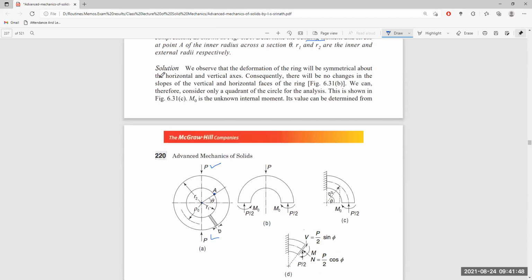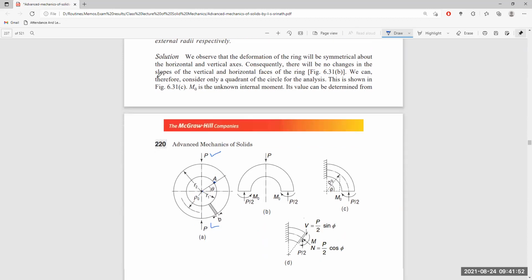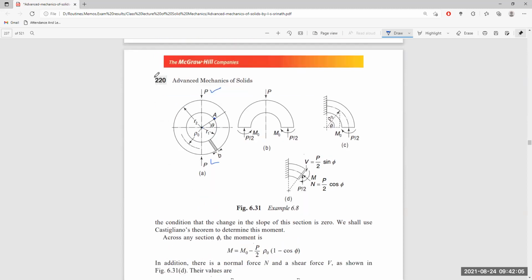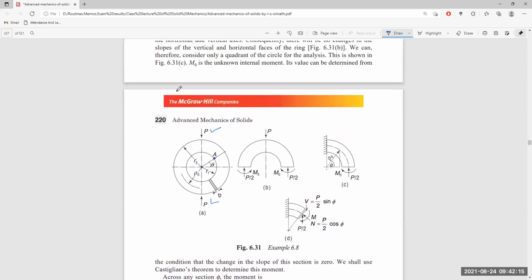M0, which is created, is unknown to us. This value we are supposed to determine from the condition that the change in the slope of this section is 0. We shall use Castigliano's theorem to determine the moment itself. Across any section, the moment is, say, consider this square portion of the beam.